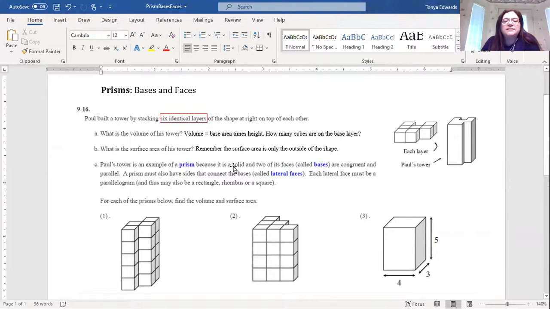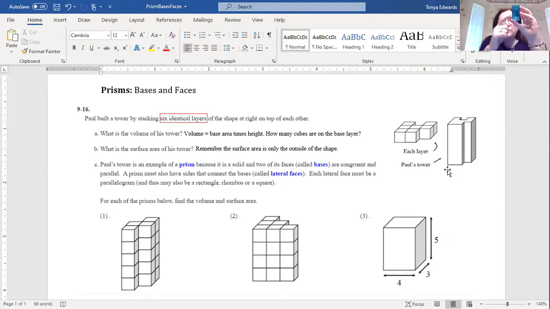A prism is a solid and 2 of its faces called bases, in our case the top and bottom, are congruent. So here's our prism. The top and the bottom are congruent. They're the same. In our case, it's a square. And the prism must also have sides that connect the bases, and these are called the lateral faces. So these are the ones that include the height. Okay, those are lateral faces.